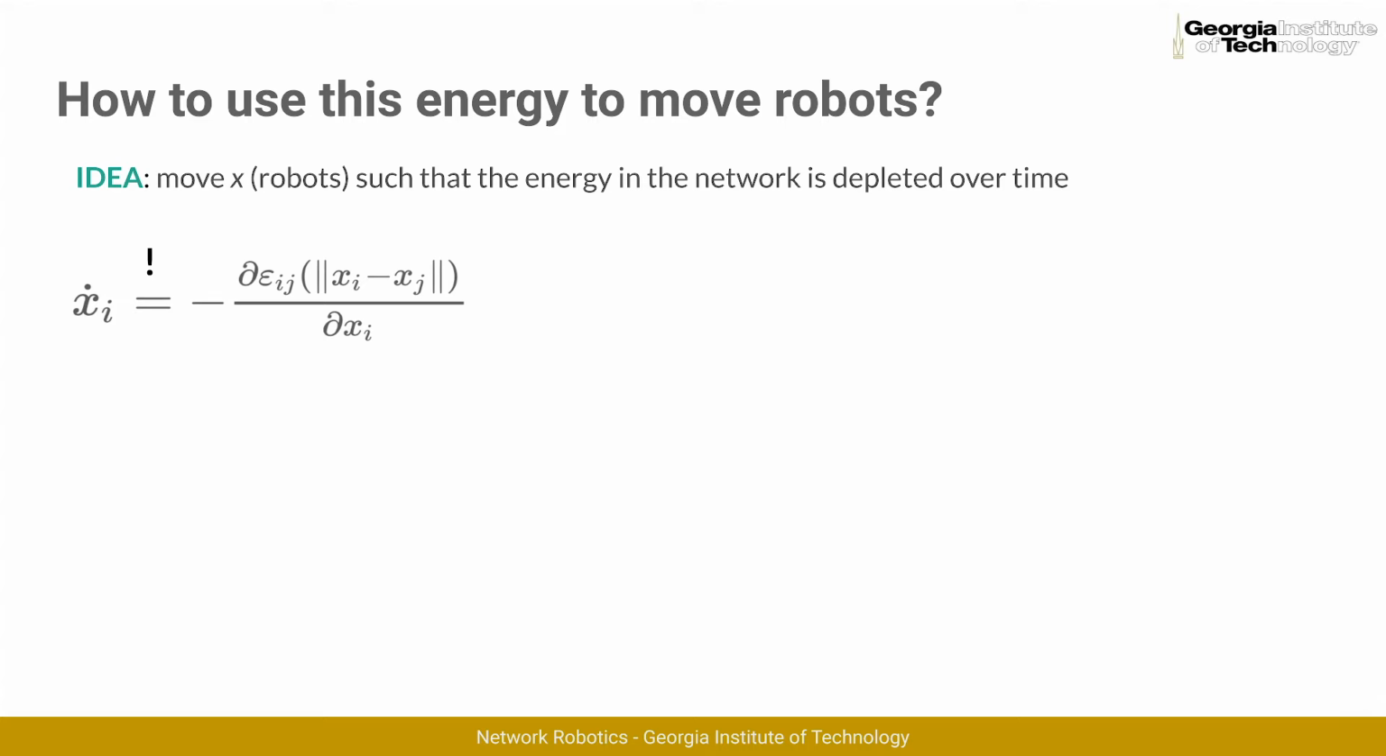Since the energy associated to this edge must decrease, the velocity of the robot can be computed as the partial derivative of epsilon sub ij with respect to the position of I. We note two things. The first is that we are imposing this to be the velocity of the robots, and we explicitly show this by adding an exclamation mark on this equality. The second thing to note is that if you have never encountered partial derivatives, the idea here is simply to say that the robots should move in the direction that makes the energy decrease as fast as possible.